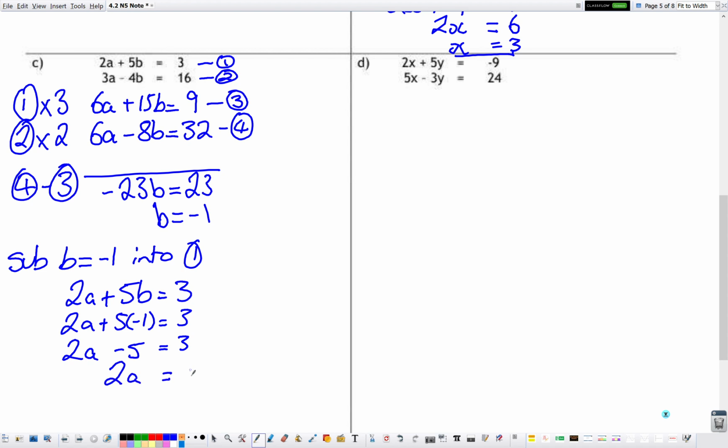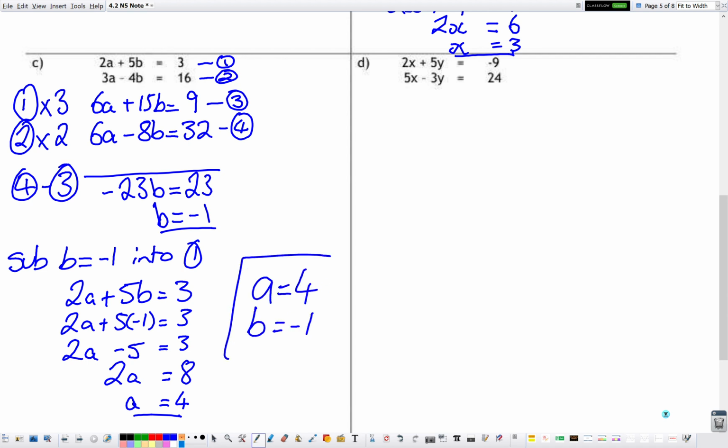If we add 5 to both sides, 2a then equals 8, which means a equals 4. So I now have my two solutions here. I've got a equals 4 and b equals minus 1.